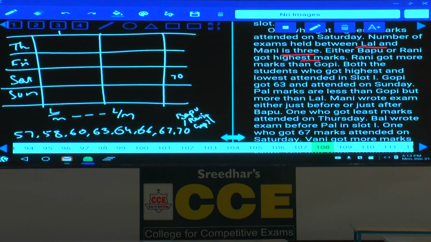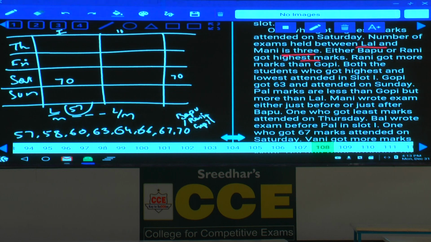Now let us take for example, this is slot 1 and this is slot 2. Hence 70, the person who got 70 marks, must be in slot 1. And what is the least here? 57. 57 must be in slot 1 itself, isn't it? And who will be in that slot 1? As of now, it is not clearly given. But these two persons must be in slot 1.